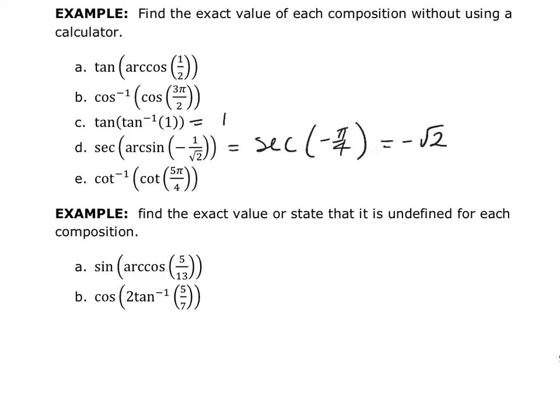The last one, the cotangent of the cotangent inverse. Is this just going to be 5 pi over 4? No, because I have to chase where I am defined for the inverse. So first I'm going to find the cotangent of 5 pi over 4. What is the cotangent of 5 pi over 4? Cotangent inverse of 1, what is that equal to? How was that?